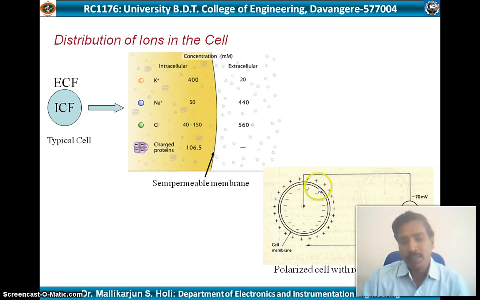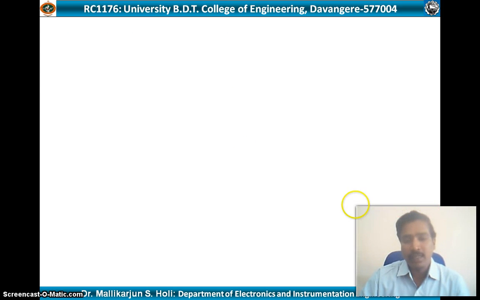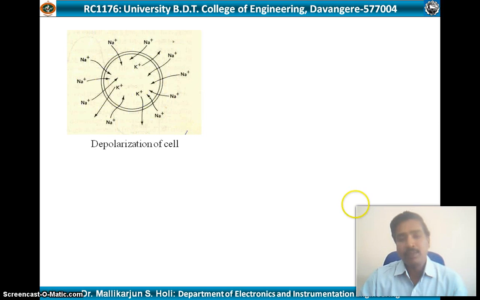If I make a measurement of potential across the membrane by keeping an electrode inside and taking the reference outside, I am going to record a negative potential which is approximately minus 70 millivolts. This condition of the cell is called the polarized cell, and the potential is called the resting potential, approximately minus 70 millivolts. But this condition will remain the same unless it is disturbed.